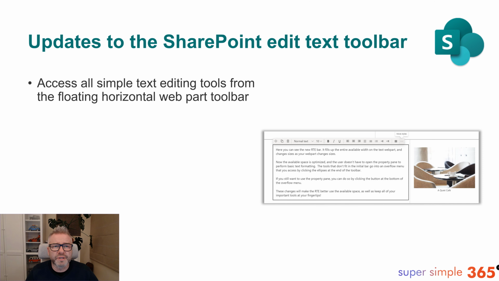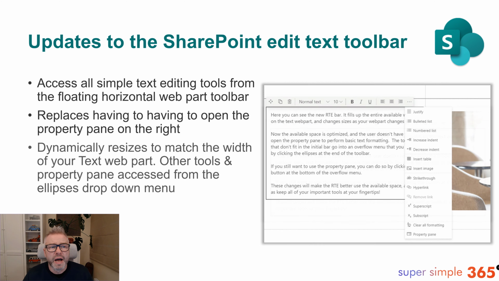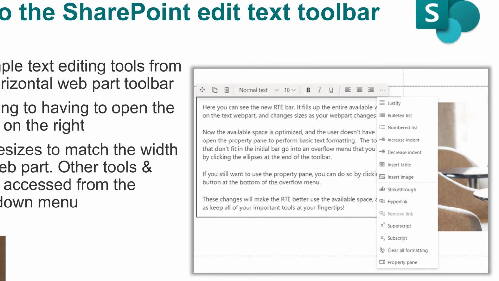Next up is updates to the SharePoint Edit text toolbar. So this gives you access to the simple editing tools right from one button. So if you think about when you're editing a page, when you want to edit your text or apply formatting to it, then the controls that you want to appear on the right hand side, now they're all going to appear on the same bar. It might be that if your screen's a little bit smaller, then you get the drop down here, but you can see at least they're all in the same place.